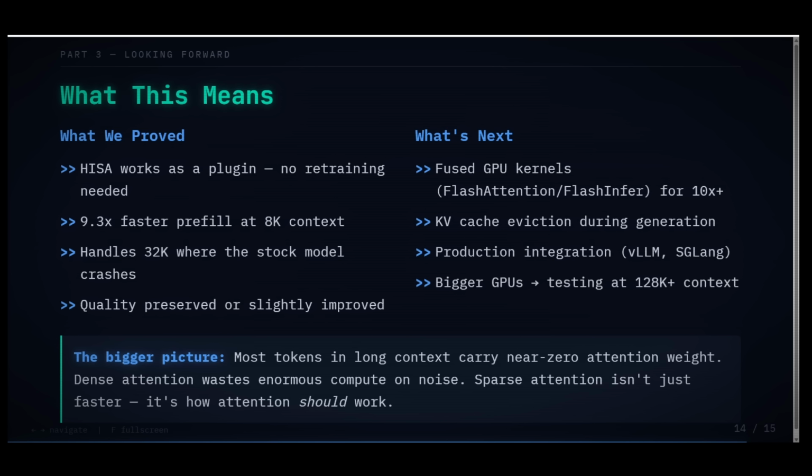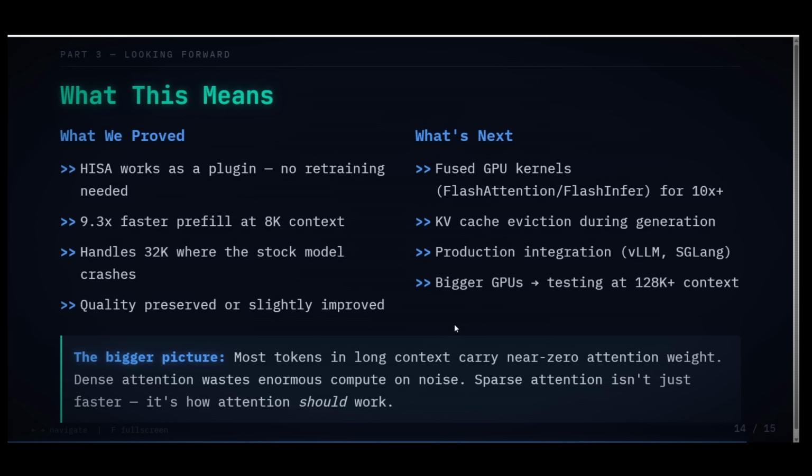So what does this prove? We proved that HISA does work. It results in faster speeds at longer context windows without any recognizable quality loss. But we could obviously build on this a lot, and there's a lot of research going on in this area. Some suggestions of where we can go next is using fused GPU kernels, using flash attention to increase the speed even more, using KV cache eviction during generation, production integration. Someone has already suggested using vLLM, which I might try. I haven't tried to use that before, but it could be a good idea.